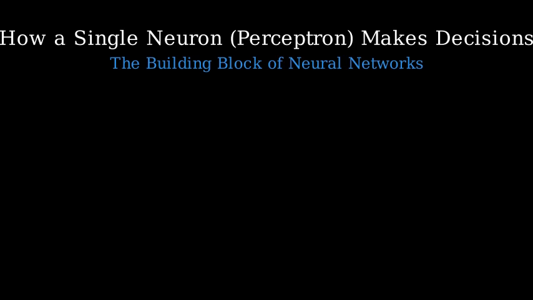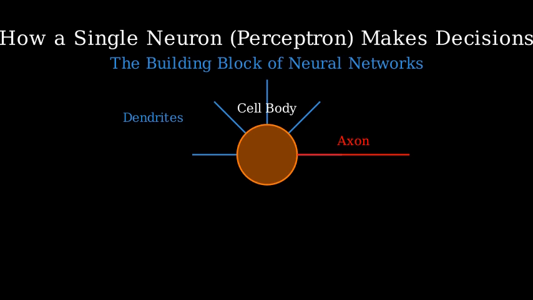Before we dive into the artificial neuron, let's first understand its inspiration, the biological neuron in our brains. A biological neuron has several key parts: dendrites that receive signals, the cell body that processes them, and an axon that transmits the output signal to other neurons. Now, let's see how this biological neuron inspired the artificial perceptron.